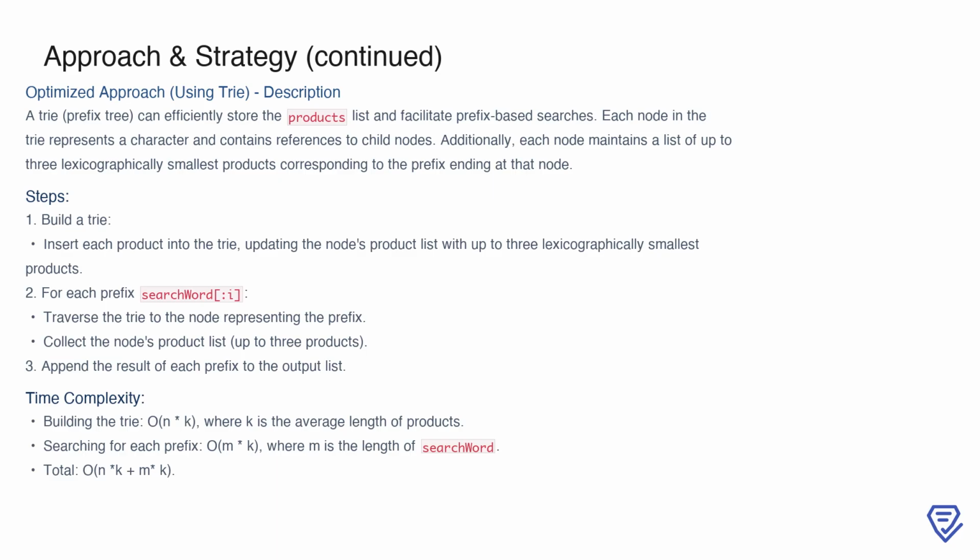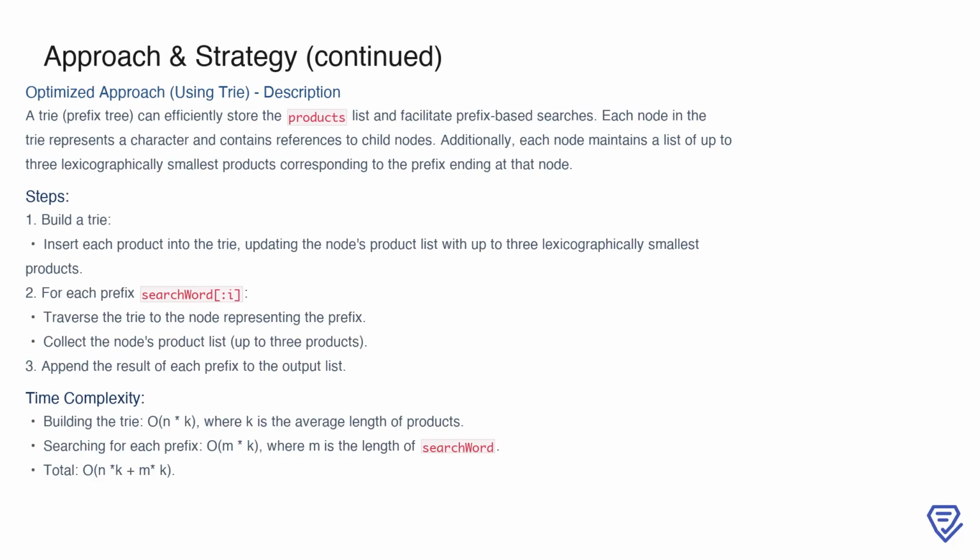Next, we turn to the tree-based solution, which offers even greater efficiency for prefix matching. A tree, or prefix tree, is a hierarchical data structure where each node represents a character. As we build the tree, we insert each product into the structure, updating nodes to maintain a list of up to 3 lexicographically smallest products for the prefix ending at that node. Once the tree is built, searching for matching products becomes extremely efficient. For each prefix of the search word, we simply traverse the tree to the node representing that prefix and collect its list of products. This approach eliminates the need for repeated full scans or binary searches altogether.